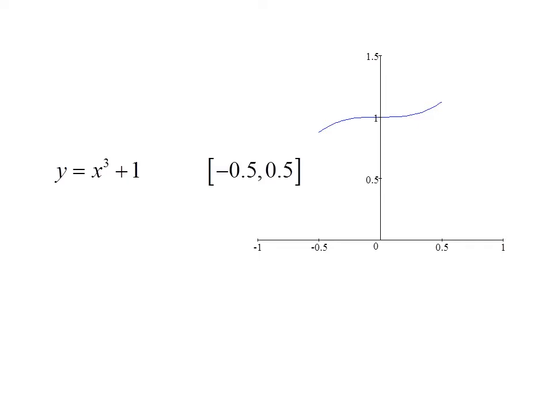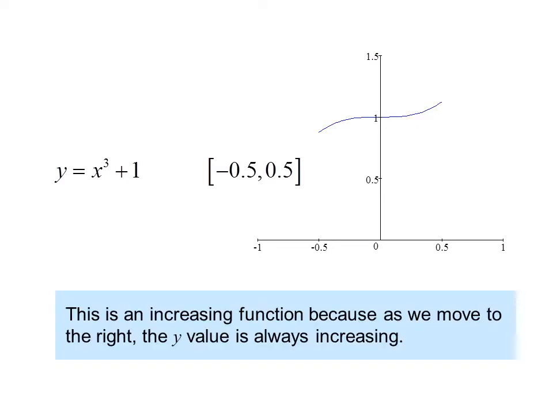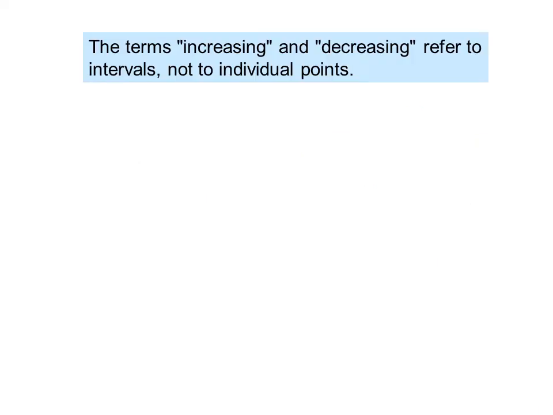In this example, y equals x cubed plus 1 over the interval from negative 0.5 to positive 0.5. This is an increasing function because as we move to the right, the y value is always increasing. Even though the derivative is 0 at the point where x equals 0, the function is still increasing. The terms increasing and decreasing refer to intervals, not to individual points.